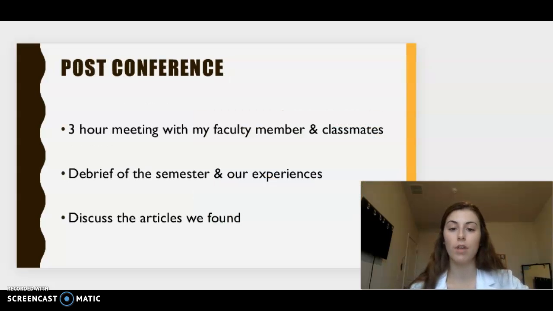Post-conference, we are having a 3-hour meeting with our faculty member as well as our classmates to debrief this semester and our experiences, which discusses the articles we found, which I'll talk about on the next slide. And this met objectives 1, 2, 3, and 4, previous knowledge, principles of ethics, communication, as well as leadership research.